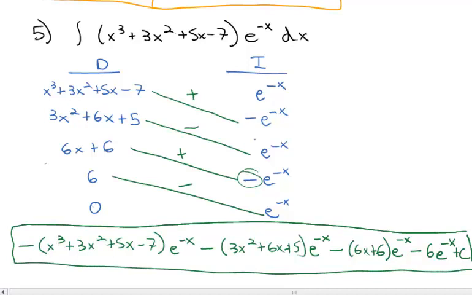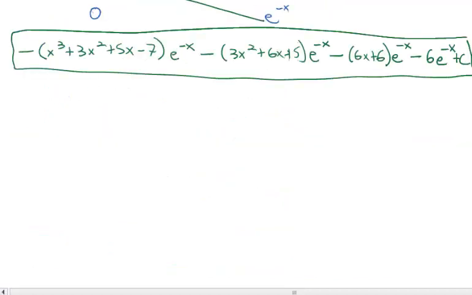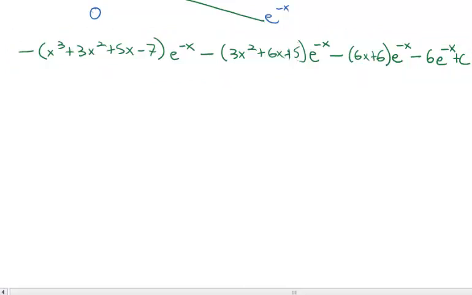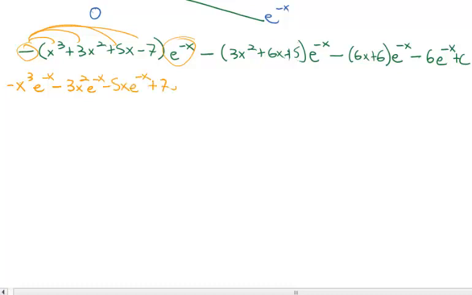And this time I'm going to skip the simplifying. Well, no, we can simplify it. That's not too bad. Let's see what happens when we simplify it. Notice when we distribute our negatives through, we're going to get a whole bunch of negatives. So the negative's going to make a bunch of things negative. Also distributing the e to the negative x through. So we've got negative x cubed e to the negative x minus 3x squared e to the negative x minus 5x e to the negative x plus 7 e to the negative x.